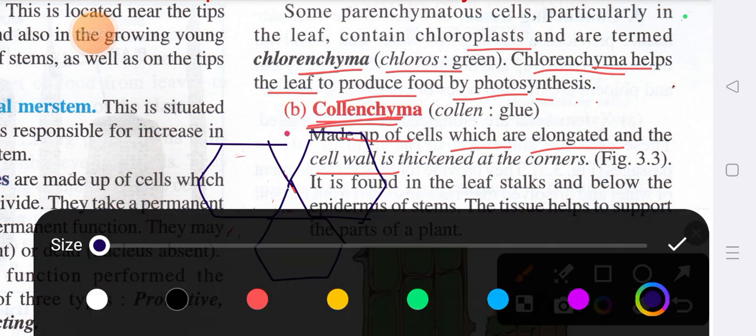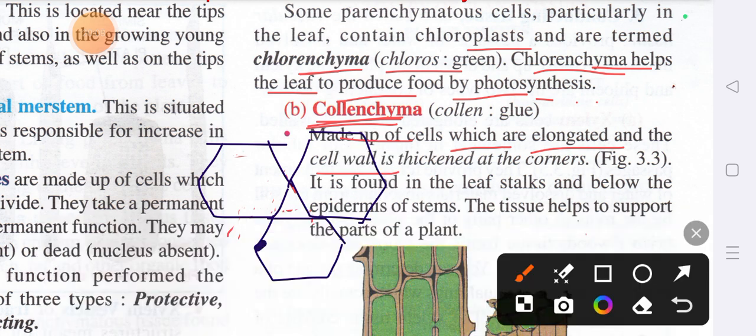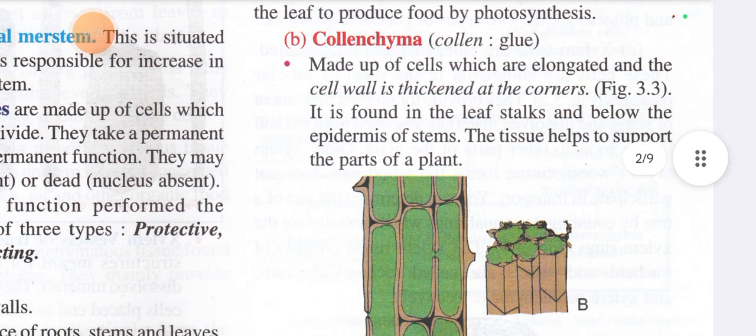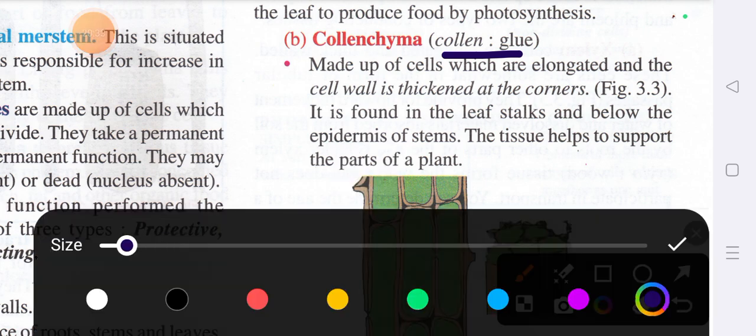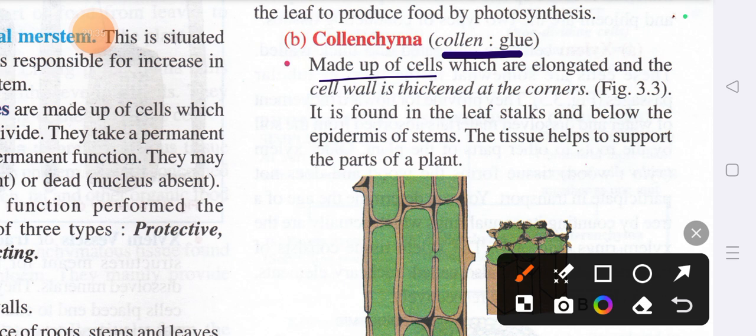And here they are thickened at some places. Why? Because they store the food. They are quite thickened at some places like this, so that they can provide flexibility. Colon means glue, like the glue stick that we use, right? They are made up of cells which are elongated, and the cell wall is thickened at corners, as I told you.